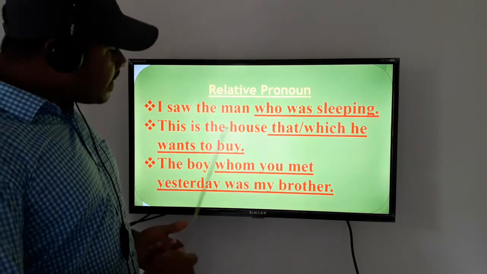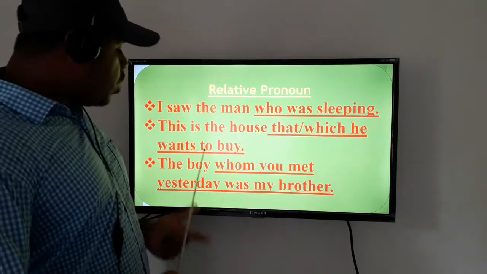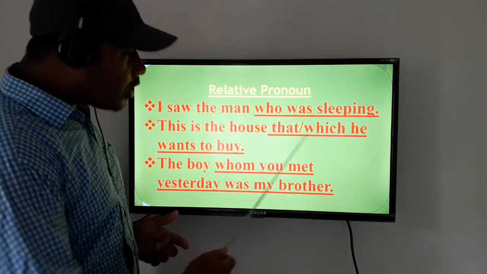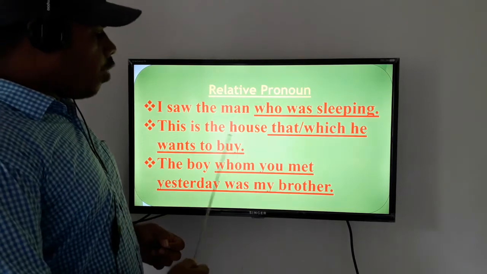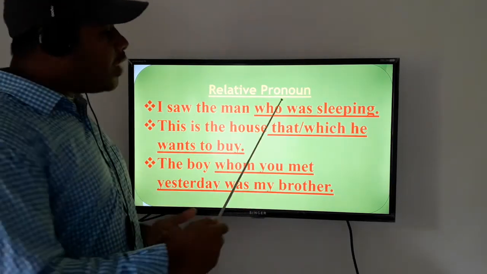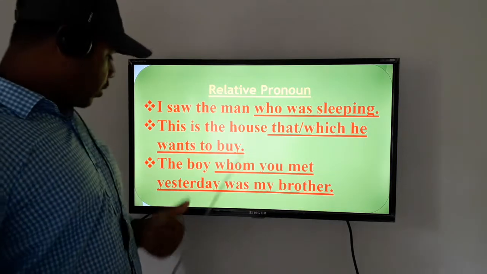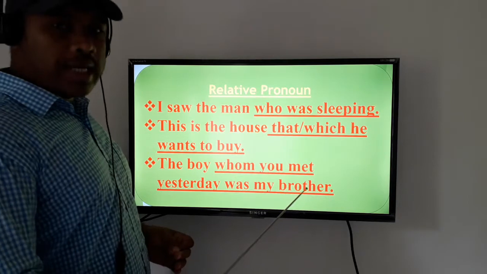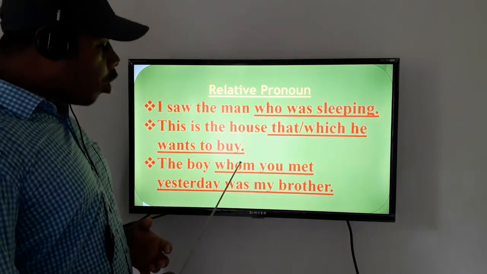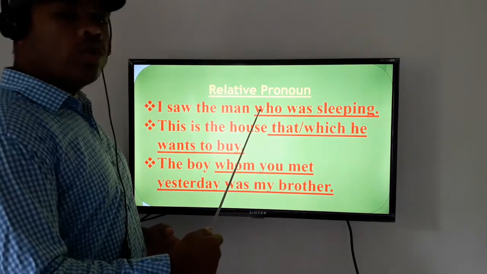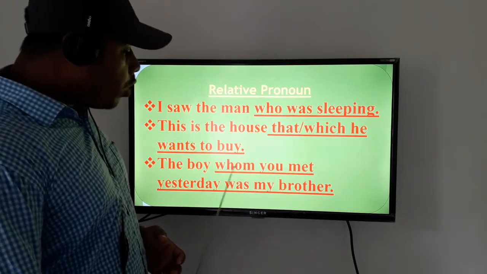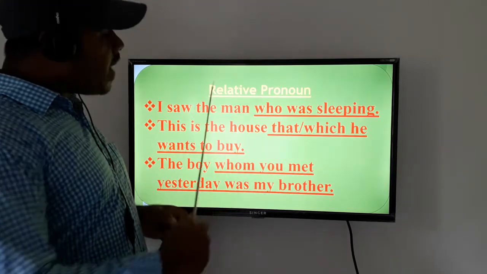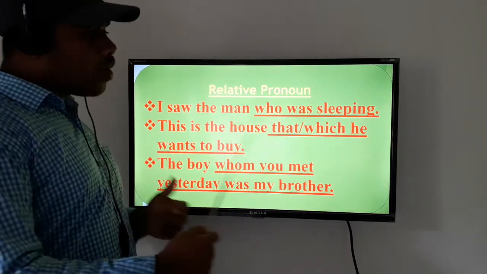So this is the house that or which he wants to buy. Therefore we use that or which, because this is a thing, a house. And when we indicate a person, then we will use who. Okay, next. The boy whom you met yesterday was my brother. Here we use the object form. Whom is the object form of who. That is why we use whom. So when you find a relative pronoun, you will try to complete it in this way.